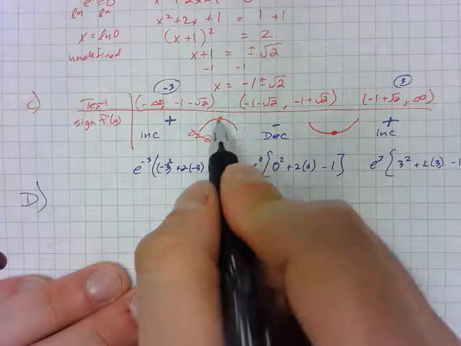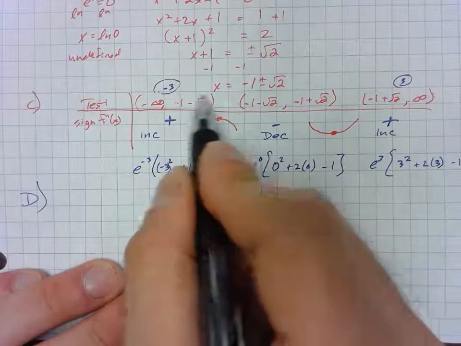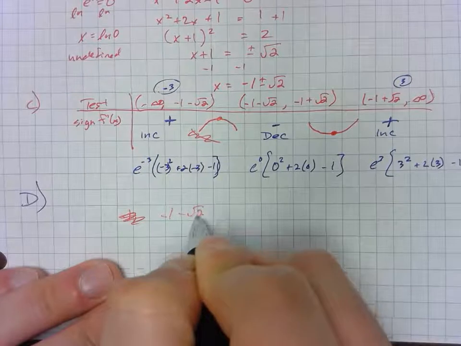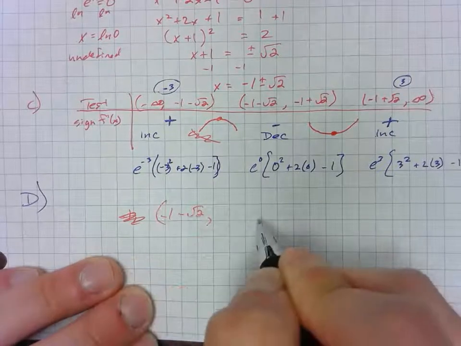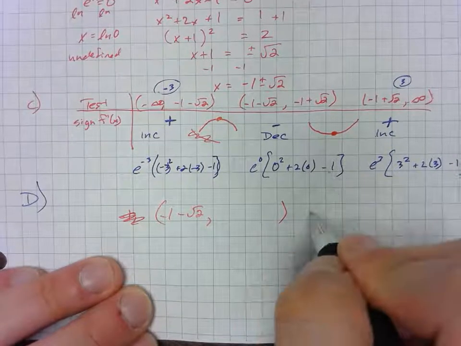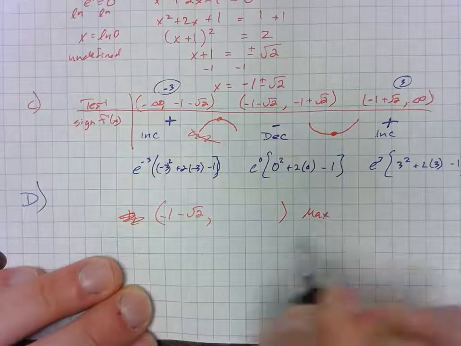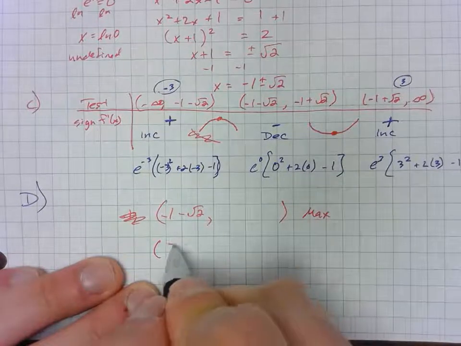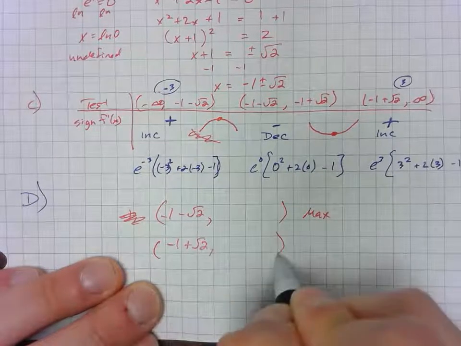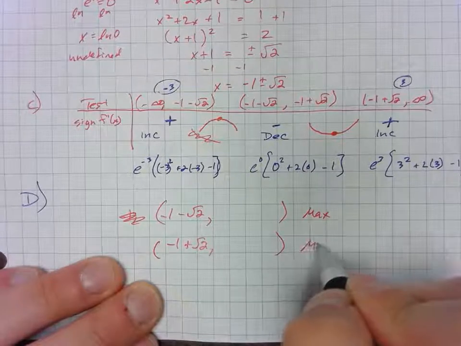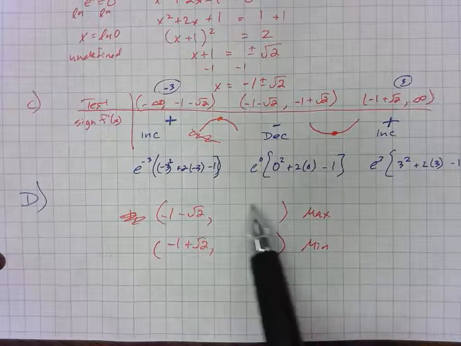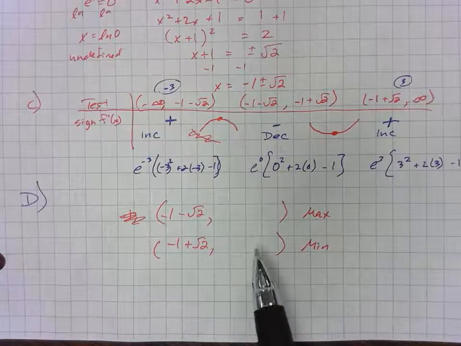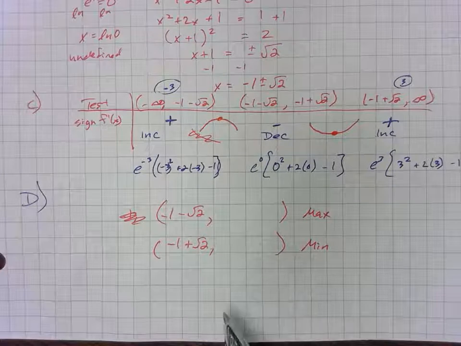So the maximum is at this x value, -1 minus square root 2, comma, we need to know what the y value is. We don't know yet, but we do know that that's a maximum. And then this guy right here is a minimum, -1 plus square root 2. And we don't know the y value yet, but we know that this is a minimum. How do we find these y values? How do we find the y values for those points?